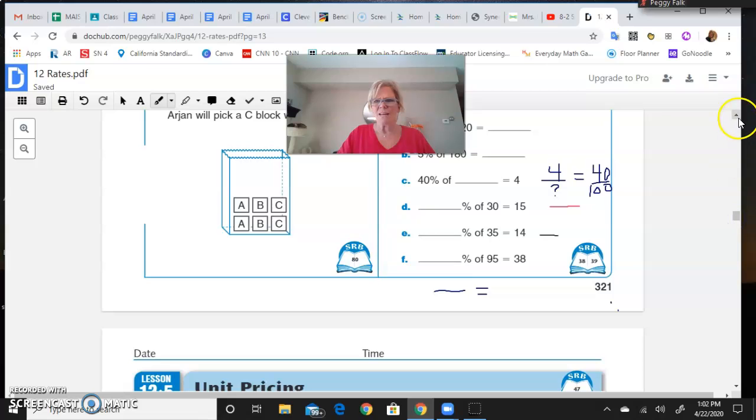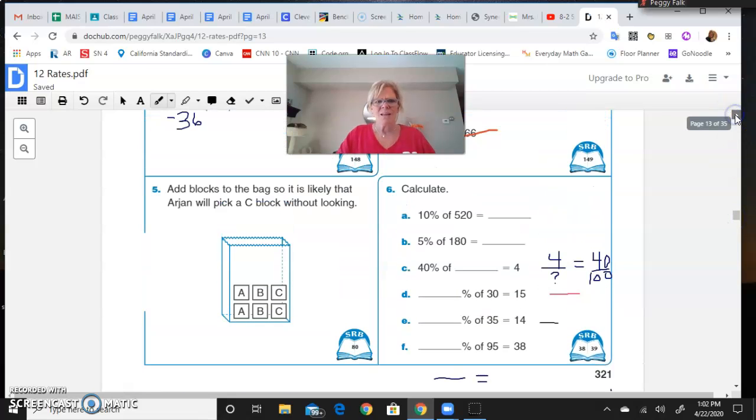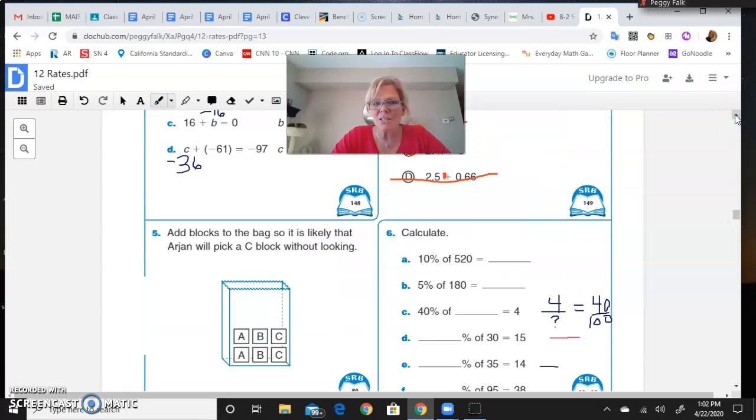Okay, number 5. We need to add blocks to the bag, so it is likely that Arjun will pick a C block without looking. So probability. So add at least 2 more C blocks, because then that would be 4 C blocks and 4 AB blocks. So likely, so if you added at least 2 or more C blocks, that's your answer.